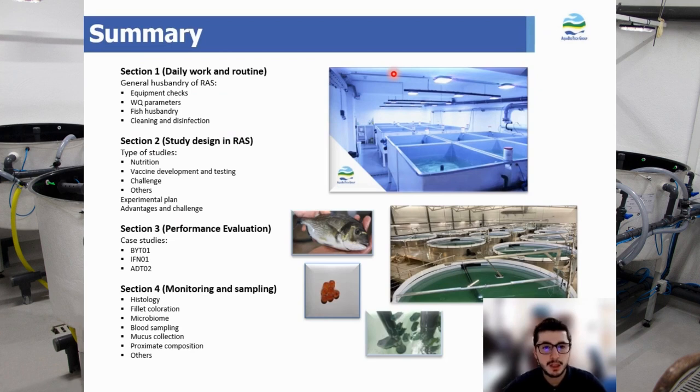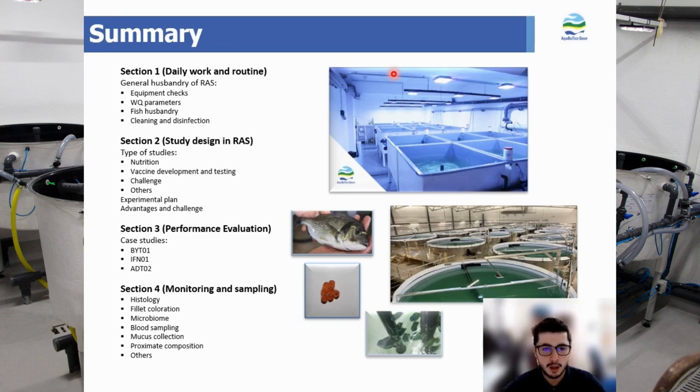As you can see, I would like to give you a general overview of this presentation content. There are four different sections. Section one, named Daily Work and Routine, where I will talk about general husbandry of our system, describing all the routine activities that are performed by specialized staff to ensure the correct operation of the system.